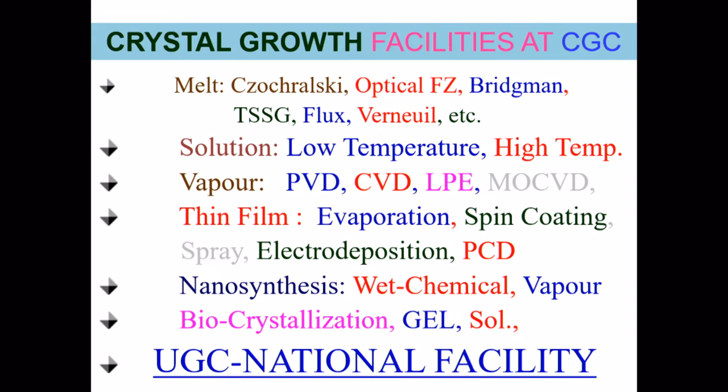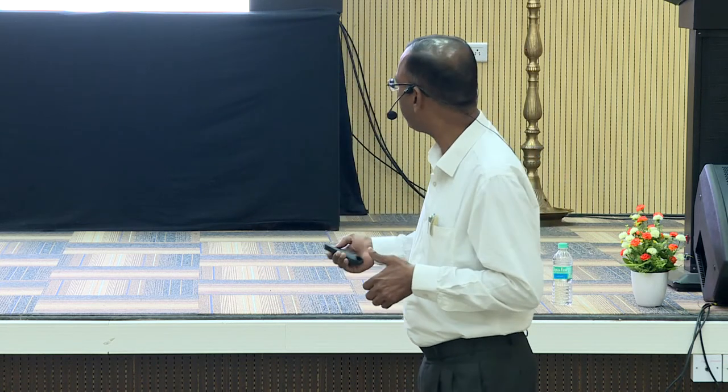Most of you may not know the processes, but still I try to highlight them. If some of you have interest, you can make use of the facilities by writing to me or directly coming over and doing some synthesis. We do melt process, solution process, or vapor process, from biomaterials to nanomaterials to bulk materials, semiconductors, everything. A unique characteristic of the center is that we have facilities on par with any international laboratory for all growth processes, vapor, solution, or melt.